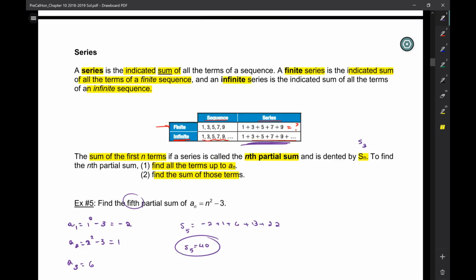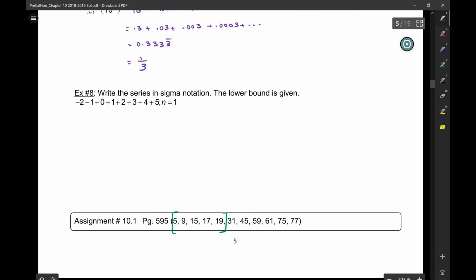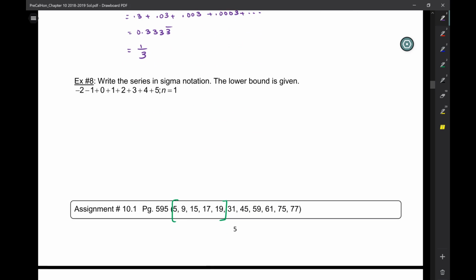Okay, so take a look at this one, and it says to write this in sigma notation. It says the lower bound is given. So to put this in sigma notation, basically what we're going to do is write sigma, and then put some formula there.